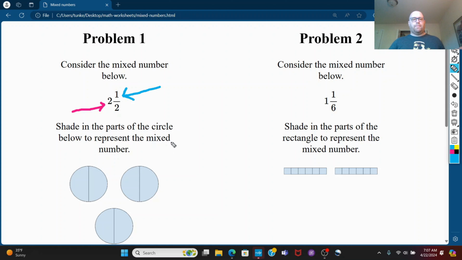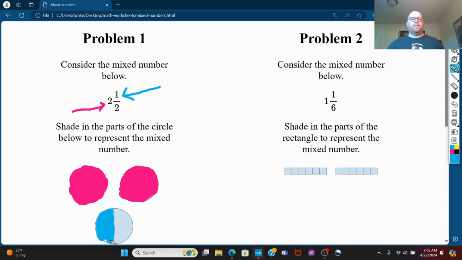Now, if we want to visually represent this by shading in parts of the circle, what we can do is we can shade in the whole parts, and I'm going to color code that. So the 2 is going to be in pink, and then I'll do the 1/2 in the blue. All right, so we'll shade in the 2 whole parts. I'm shading in one whole circle here as best I can with my mouse. And then I'm going to shade in another whole circle here as best I can as well. Okay, so that's 2 wholes. And then I want to shade in the half to represent the fraction. So I'm going to just shade in half the circle.